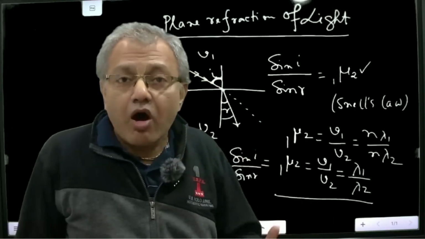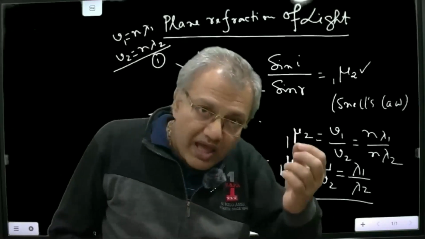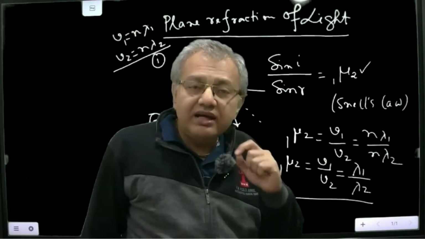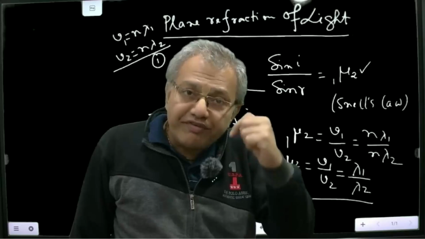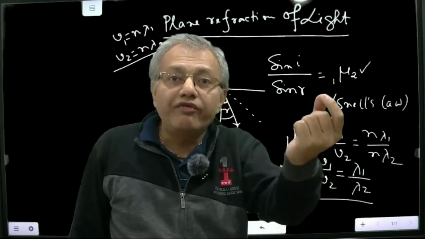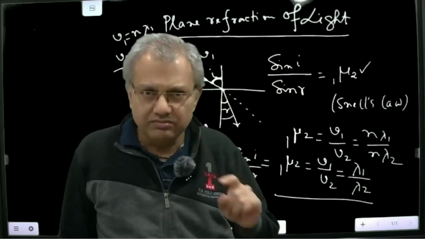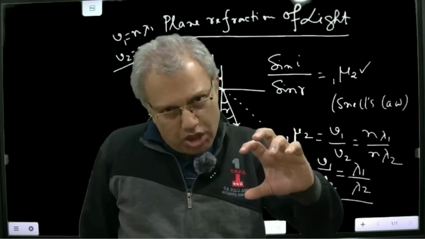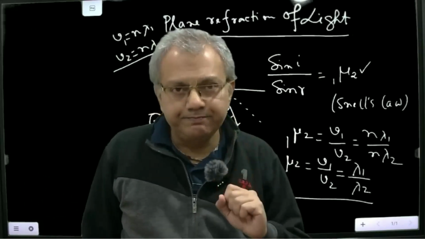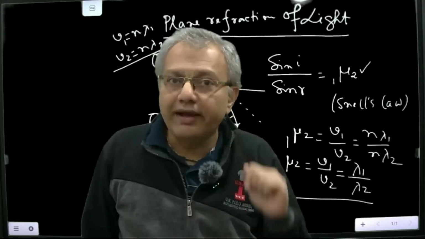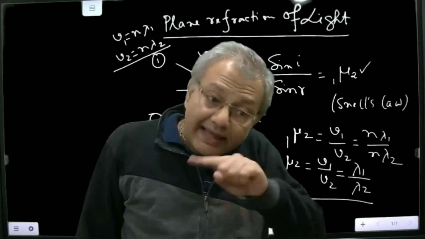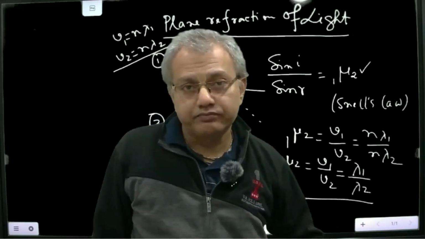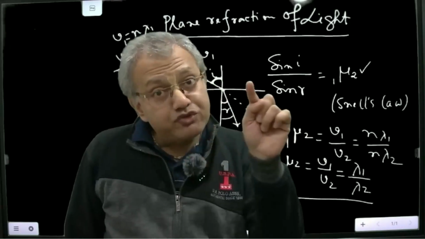So how can I tell which medium is the optically denser medium? We have to know that if I want to find the refractive index of a medium with respect to vacuum or air, more specifically vacuum, then that refractive index is the important factor. That is called absolute refractive index.